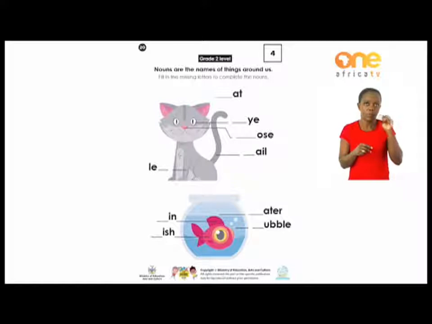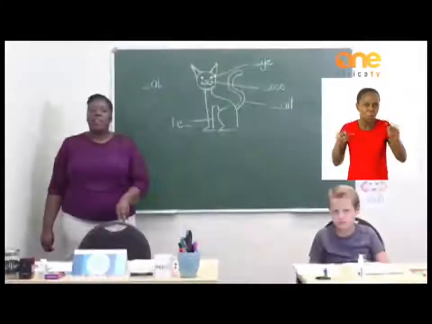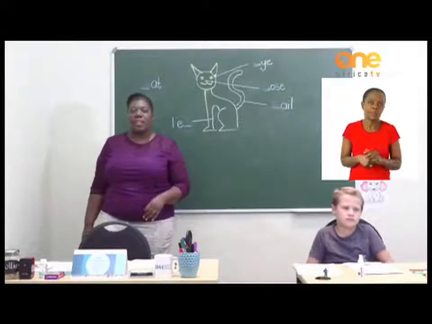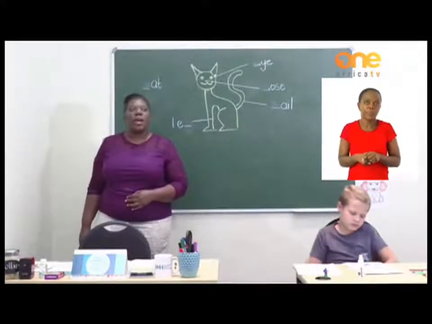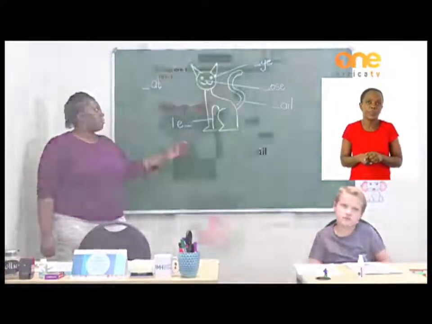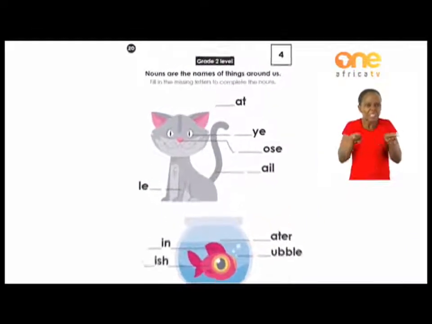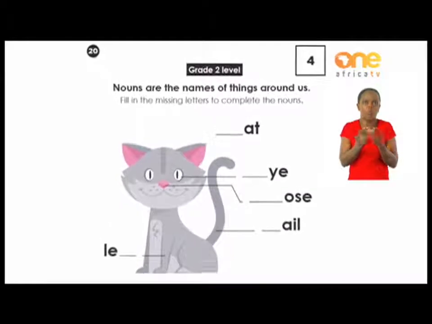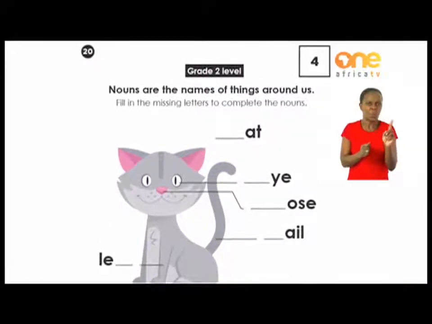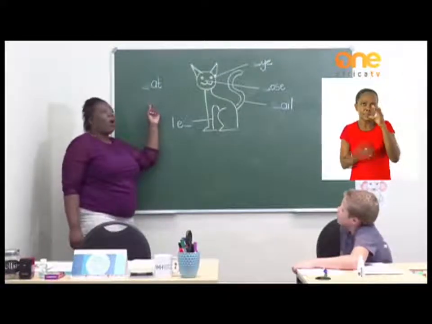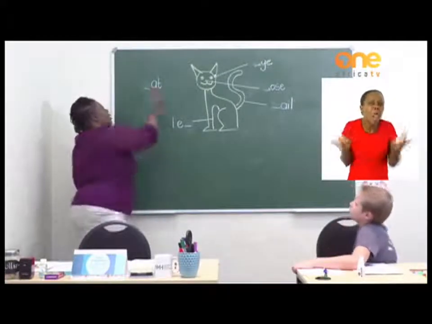Nouns are names of things around us. Names of places, names of people, names of things. These are nouns. I have one noun on the board. It is also in your book. Let us name the picture on the board. What is this? A cat. Well done. It is a cat.